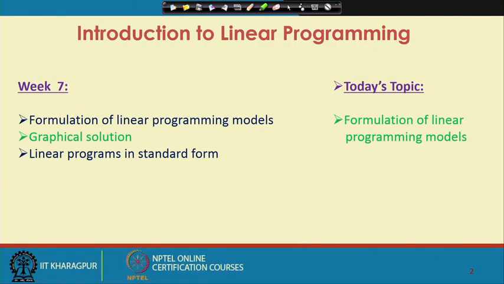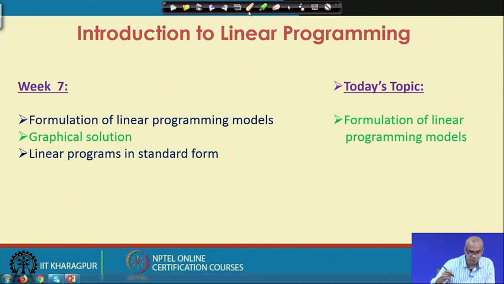So, today we will talk about problem formulation of linear programming models, graphical solution and linear programs in standard form. So, these are the broad topics that we will cover in week 8. Specifically, today we will talk about formulation of linear programming models.